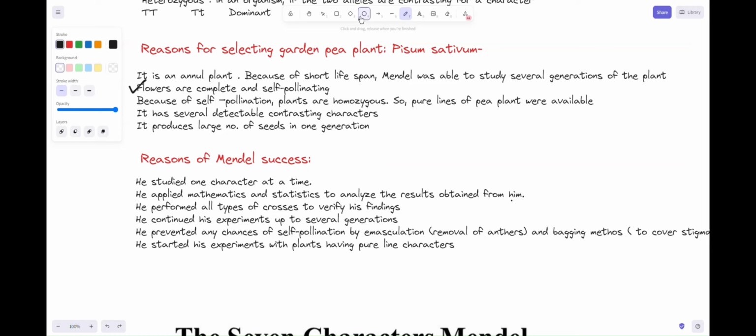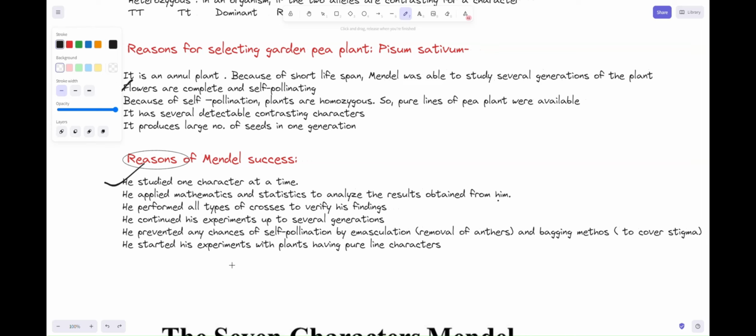Whenever Mendel was performing an experiment, he used to study only one character at a time, not several characters. Then he carried out experiments up to the second and third generation, and whatever conclusions were given by Mendel on his experiments were not only based on biological logic but also based on mathematical and statistical analysis.